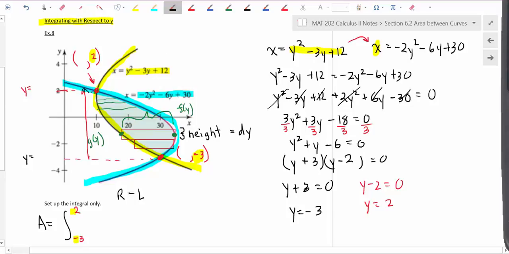The curve on the right is the one in blue, so that's going to be negative 2y squared minus 6y plus 30, minus the curve on the left, which I highlighted in yellow, y squared minus 3y plus 12. This part represents the length of this rectangle, and the height, or the width, is represented by dy. So I have length times width, and I'm integrating from negative 3 to 2.